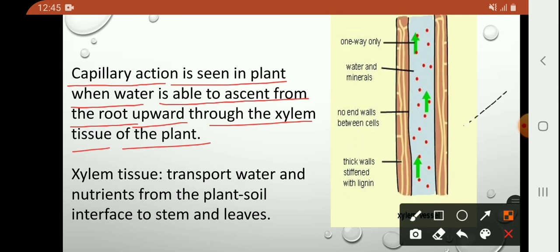It's in the stem. We put the stem in the ink, so the ink moved through the stem to the leaves. Xylem tissue transports water and nutrients. هو اللي بيمتص الماء والnutrients from the plant soil interface to the stem and leaves. الxylem tissue هو موجود بالستم، هو مسؤول عن امتصاص الماء والnutrients from the soil to the stem and leaves.